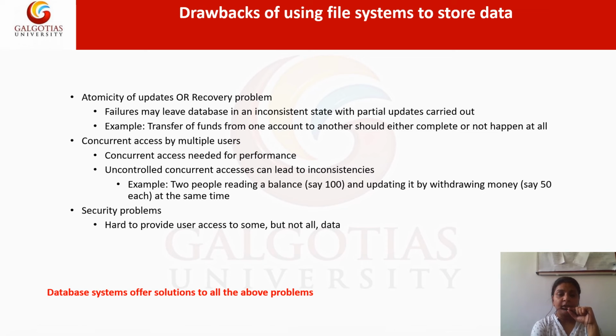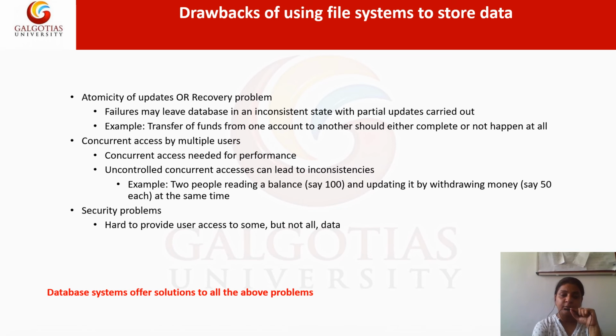And for example, here you can see if there is an uncontrolled concurrent access, it would lead to some inconsistency in the database. So two people are reading the balance of an account and, let's say, updating by withdrawing money at the same time. It would be difficult because two people are reading the balance, one is updating and one is already working on the previous balance. So concurrent access, if it is uncontrolled, would lead to inconsistency.